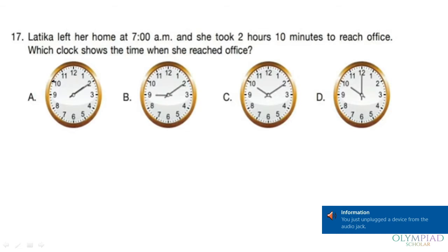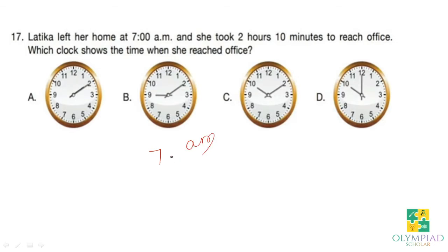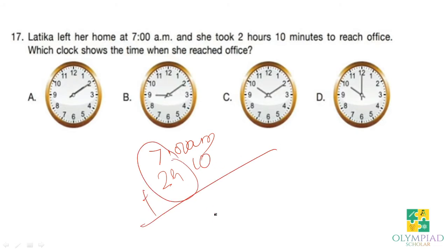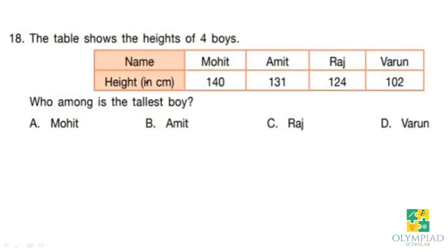So it is asking, Latika left her home at 7 a.m. Let's see, it is 7 a.m., and she took 2 hours 10 minutes to reach the office. So we have to find out the time; we have to add 2 hours 10 minutes. So it will be 9:10 a.m. You have to find 9:10 from this figure. So it is in option B.